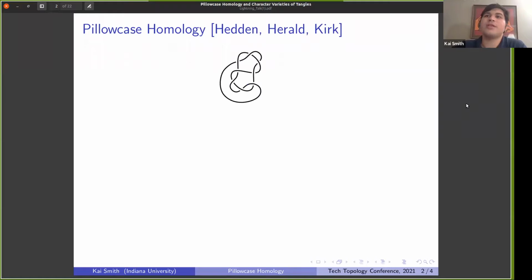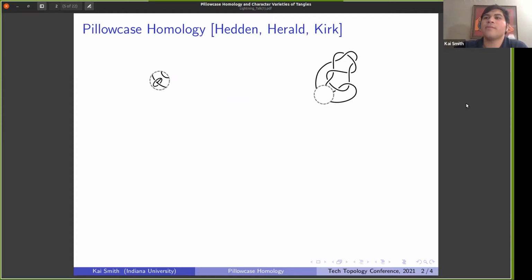So pillowcase homology is a knot homology theory defined by Hedden, Herald, and Kirk, and I'll begin by outlining its construction. Starting with a knot, we first attach something called an earring, which is a meridian of the knot connected by an arc. Next, we find a sphere which intersects the knot in 4 points and use that to decompose the knot into 2 tangles. Note that the common boundary of the 2 tangles is a 4-punctured sphere.